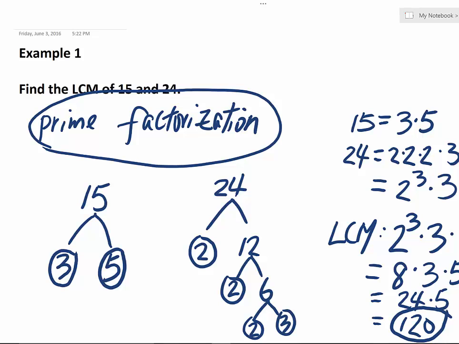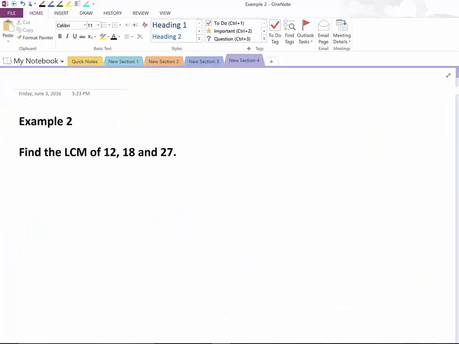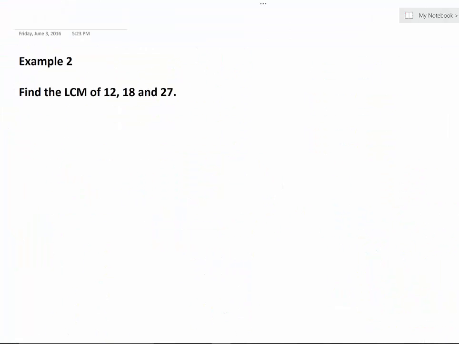Alright, so that's example number 1. And let's take a look at a very similar example, which is example number 2. Now we have 3 numbers, 12, 18, and 27. And pretty much we perform the same procedure, right? We do the prime factorization for 12, 18, and 27.